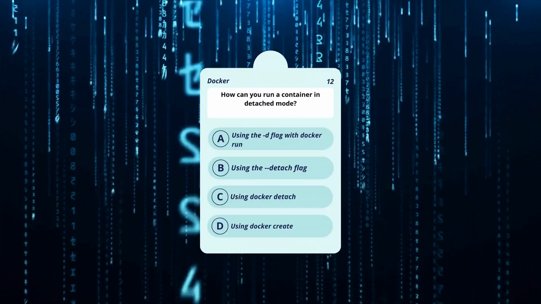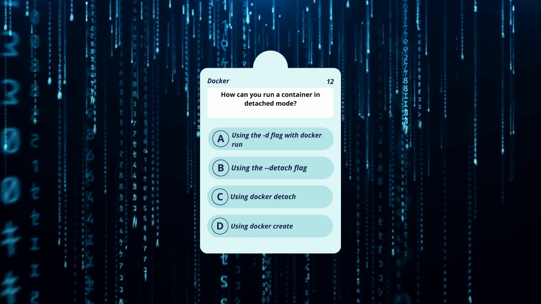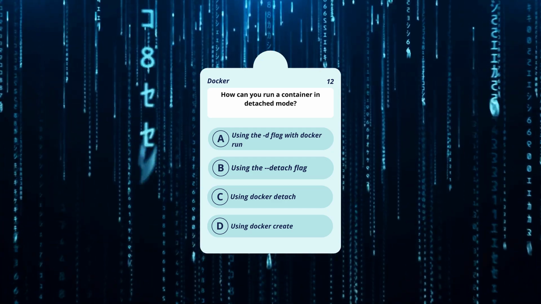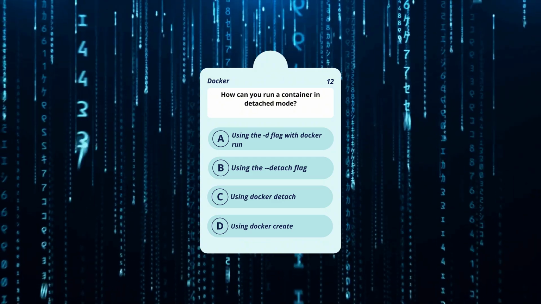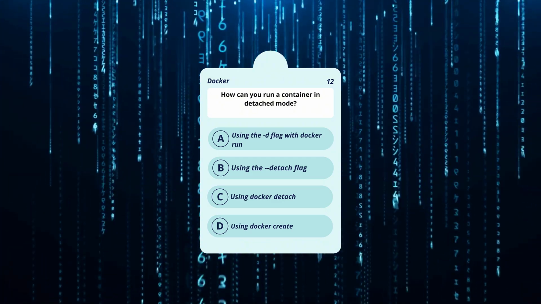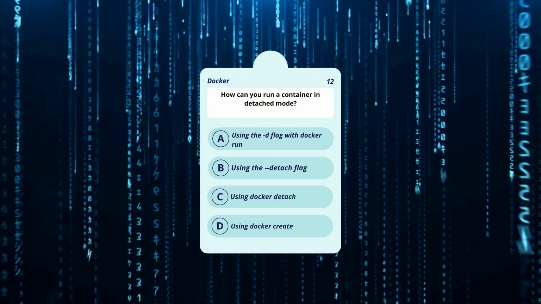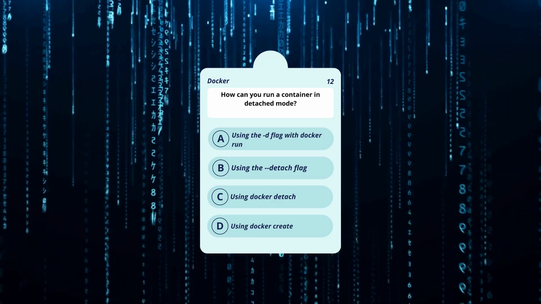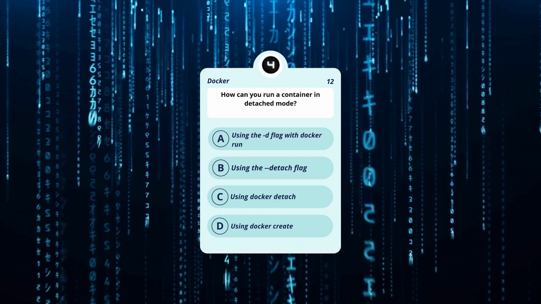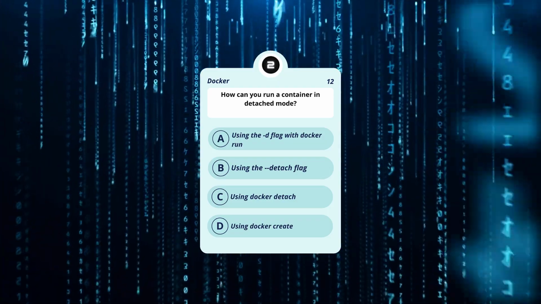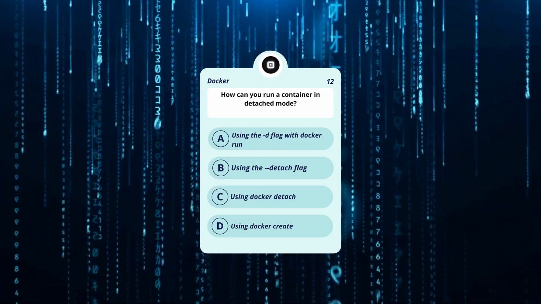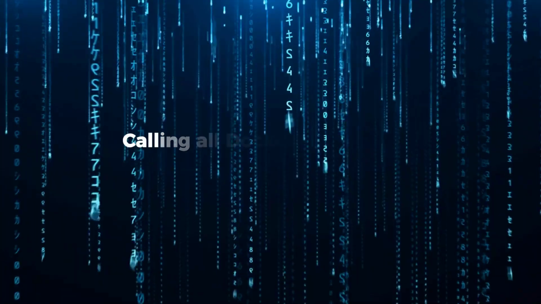How can you run a container in detached mode? A. Using the -d flag with docker run. B. Using the --detach flag. C. Using docker detach. D. Using docker create. Answer: A.